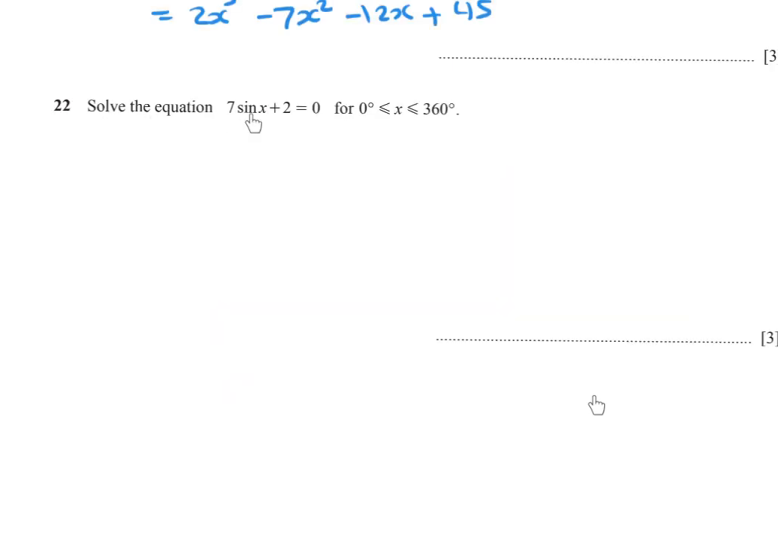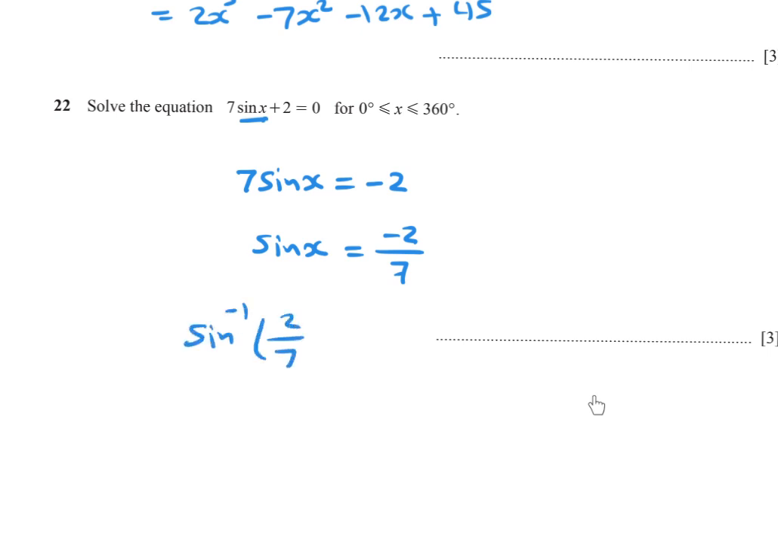22, solve the equation 7 sine x plus 2 equals 0. Make sine x the subject, so 7 sine x equals negative 2, divide by 7, so sine x is negative 2 over 7. Now forget the negative and find sine inverse 2 over 7 from your calculator. 16.6. Now is sine positive or negative? Sine negative. In which quadrants is sine negative? In the third and fourth.